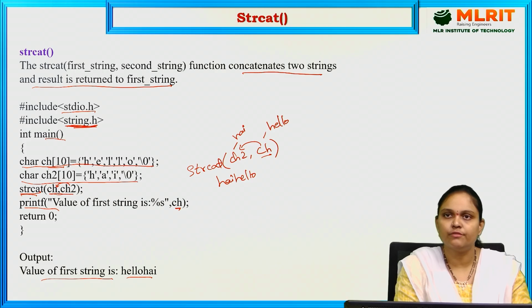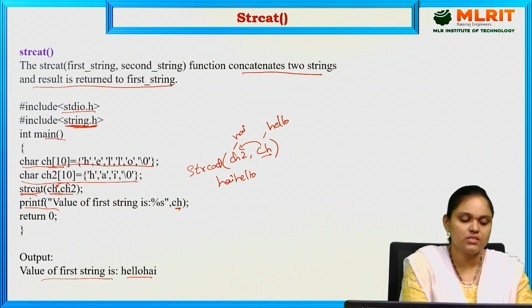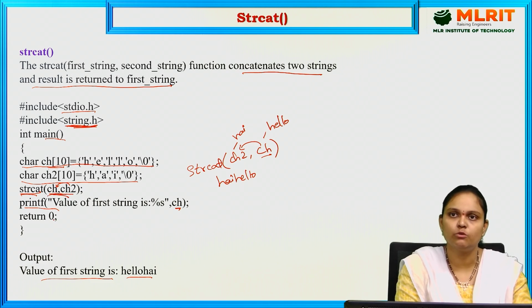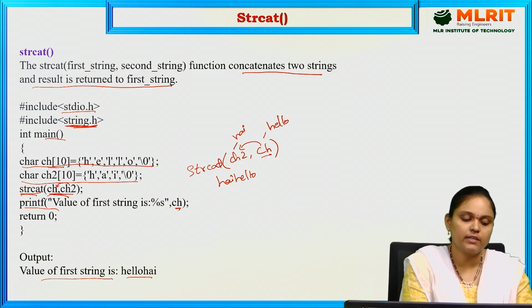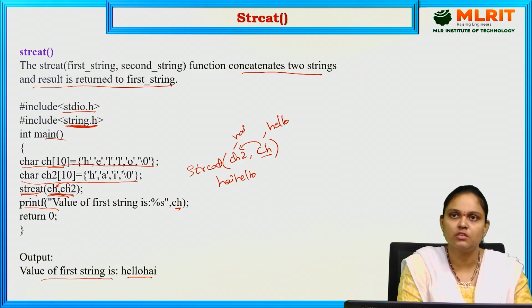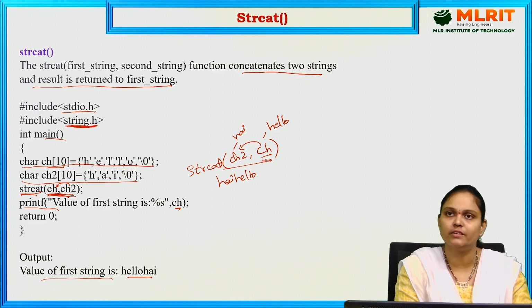So the strcat function concatenates the two strings. It's nothing but combining the two strings. Based on this syntax, we need to decide first which string we want to concatenate with which string. Then only we need to write this. If you want to concatenate the first string with the second string, you need to write this. If you want to concatenate the second string with the first string, you need to write this.